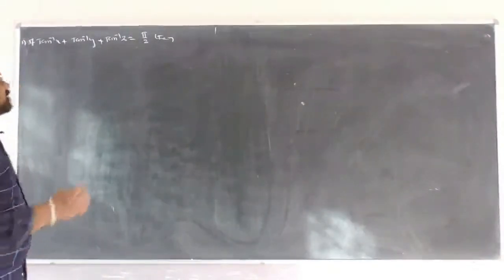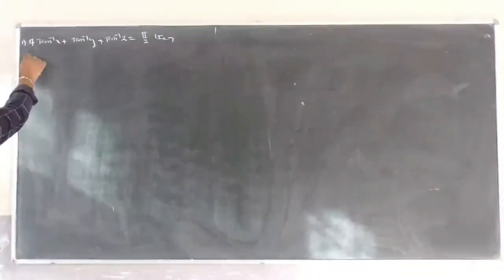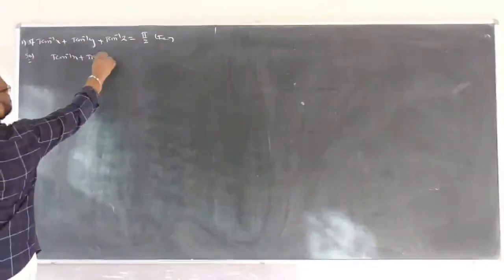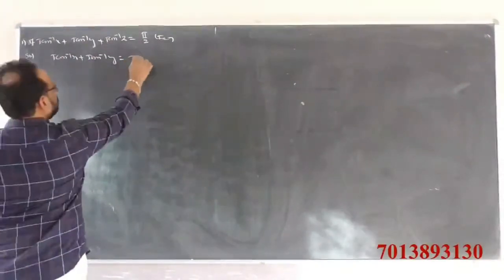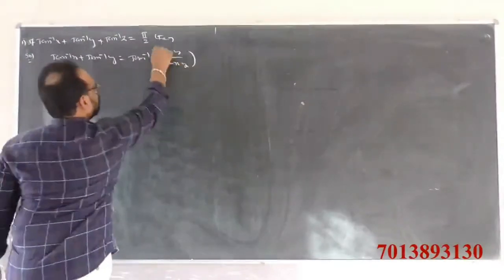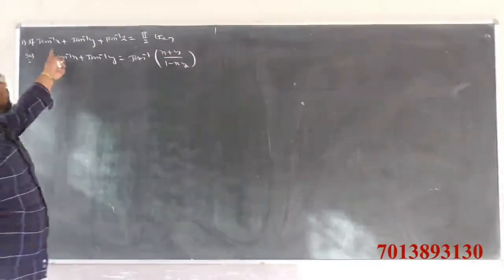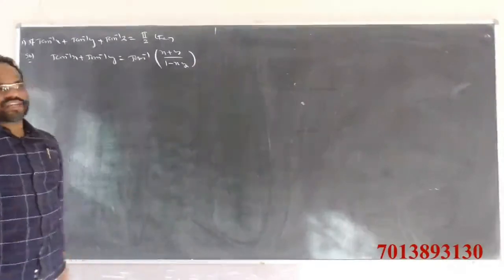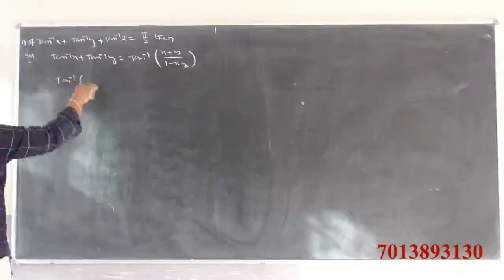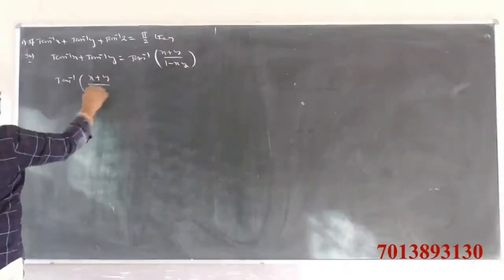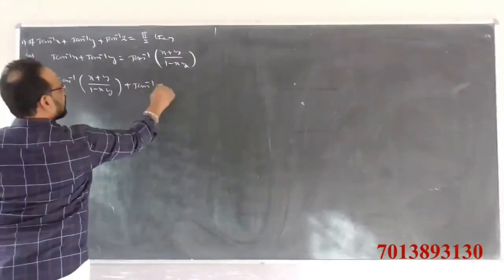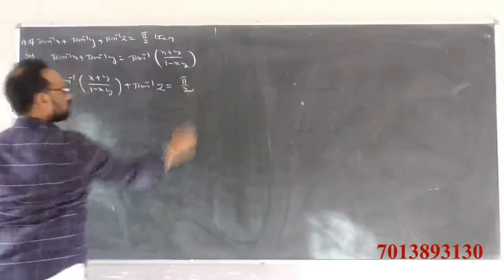then what is the value of? Find the value. Already we know that tan inverse x plus tan inverse y is equal to tan inverse of (x plus y) by (1 minus xy). Substitute here. We get tan inverse of (x plus y) by (1 minus xy) plus tan inverse z is equal to pi by 2.